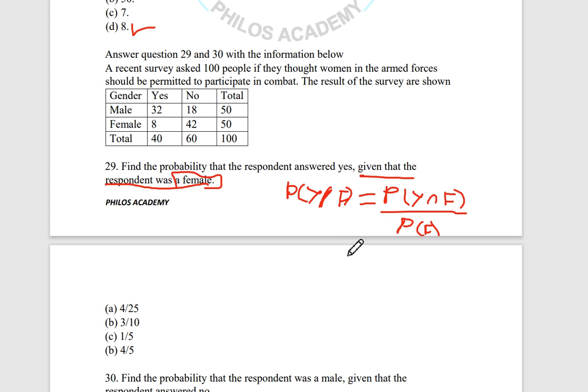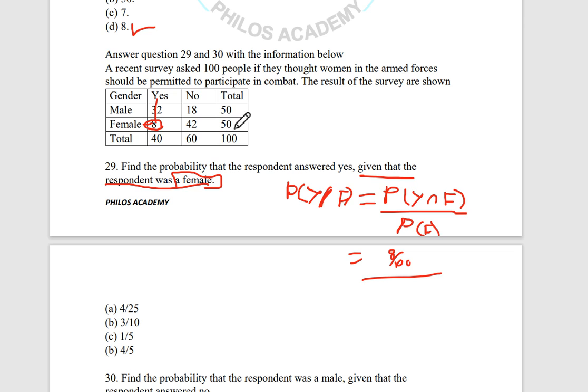So when we substitute, what's the probability of yes intersection female? To get that, this is a yes, this is a female. When you trace them to get their intersection, yes intersection female is 8. Is 8 over what? 100. The probability is 8 divided by 100. So 8 over 100, divided by, what's the probability that the person will be a female?